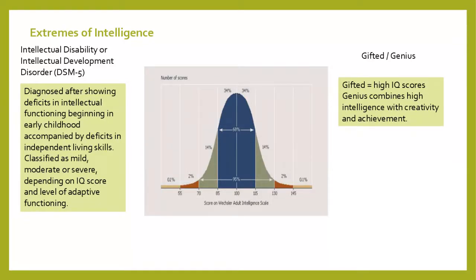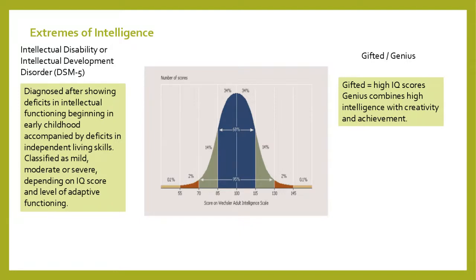So on the left-hand side, that's where there's an extreme with a lower intelligence score, which according to your DSM, the Diagnostic Statistical Manual, is an intellectual development disorder. It is diagnosed after showing deficits in intellectual functioning beginning in early childhood, accompanied by deficits in independent living skills, classified as mild, moderate, or severe, depending on IQ score and level of adaptive functioning. So people with intellectual development disorders sit at the tail end, a small fraction of a normal population sit to the left.